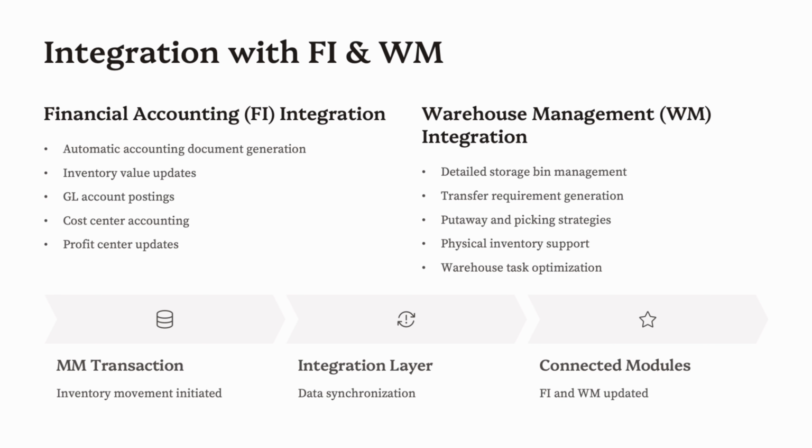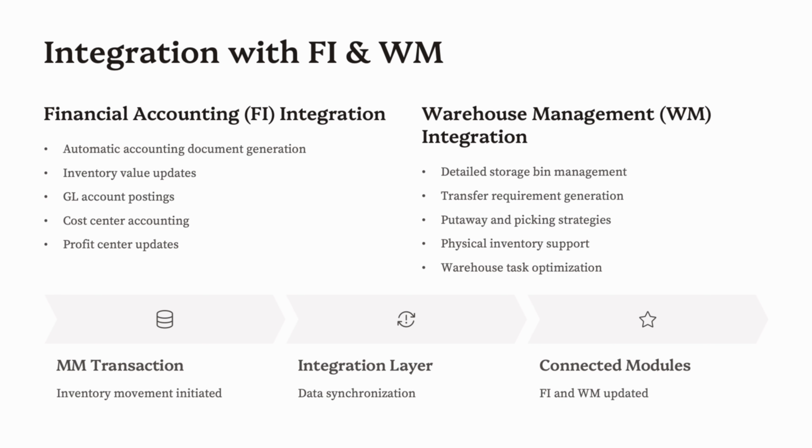Transfer postings. Plant to plant within the same company code, 301: no FI entries. Cross-company code transfers, 303: posts intercompany clearing entries. Key tips: reconcile the GR/IR clearing account monthly to avoid discrepancies. Coordinate with FI teams during period end close to adjust any blocked or erroneous entries.